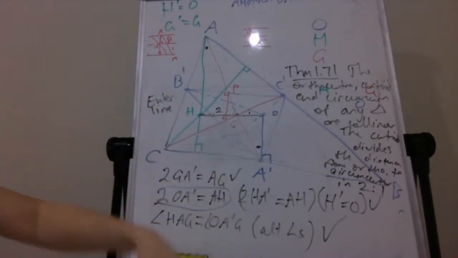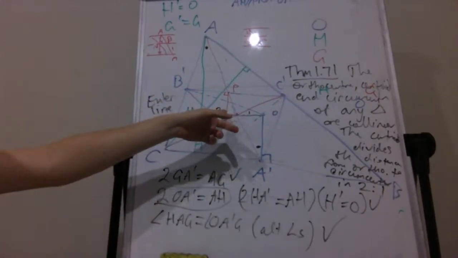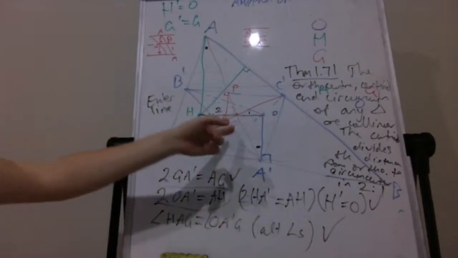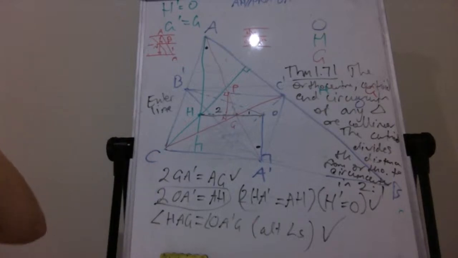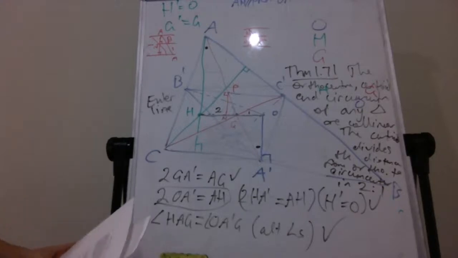So N is the circumcenter, and the distance to all these points is half the distance to the corresponding points. And Euler appears frequently in so many branches of mathematics. So that's the end of the chapter.